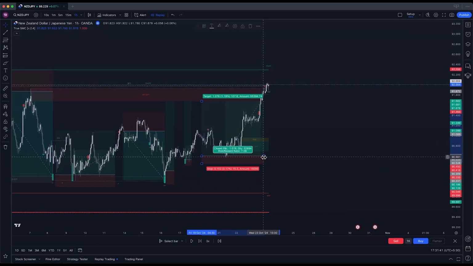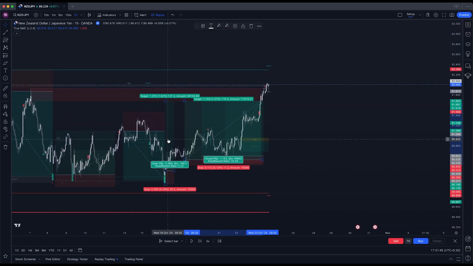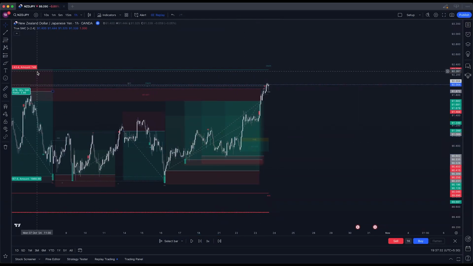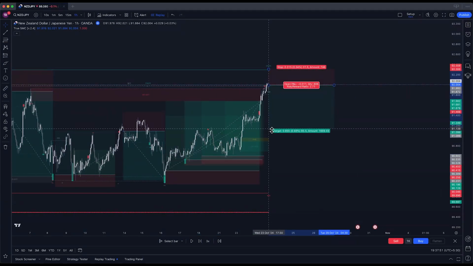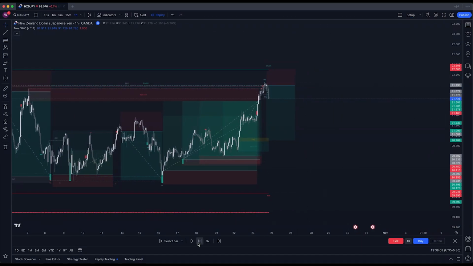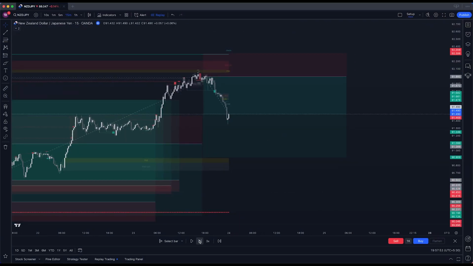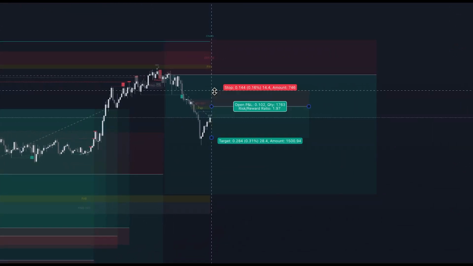Now the market has hit the target and mitigated the extreme order block in the main trend. From here, we can expect a pullback. This gives us an opportunity to sell with the target set at the extreme ping pong order block. For confirmation, we can switch to a lower time frame. Let's see what happens next.